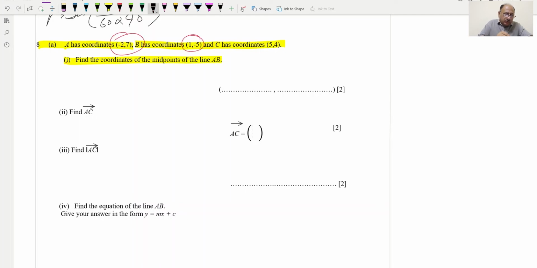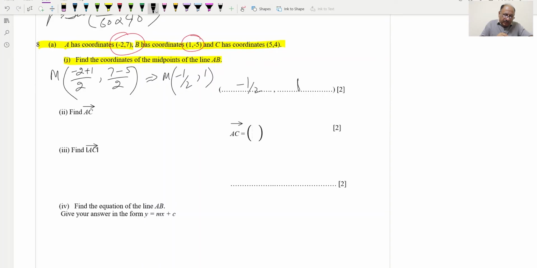And midpoint is what? For the midpoint, we are adding x coordinate with x coordinate. So minus 2 plus 1 divided by 2, and the second is 7 minus 5 divided by 2. This implies M will be minus 1 by 2, and this will be 2 by 2, which is 1. So minus 1 by 2 and 1, and this is done.